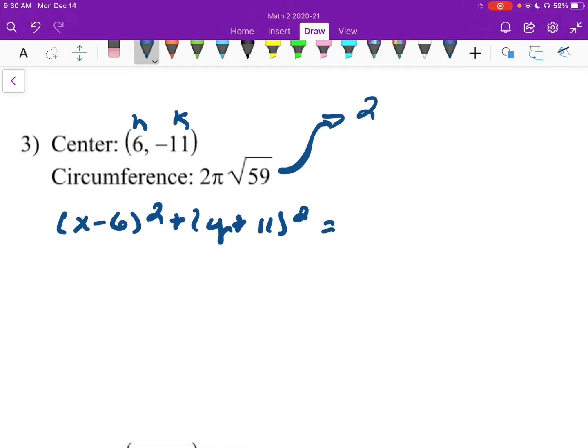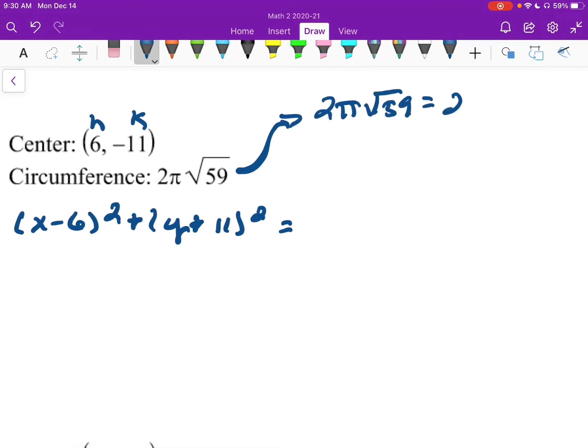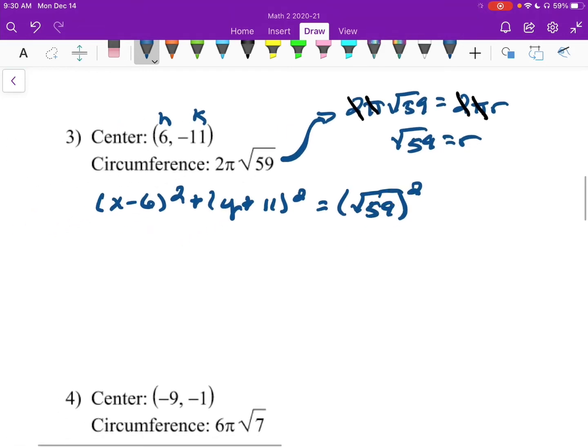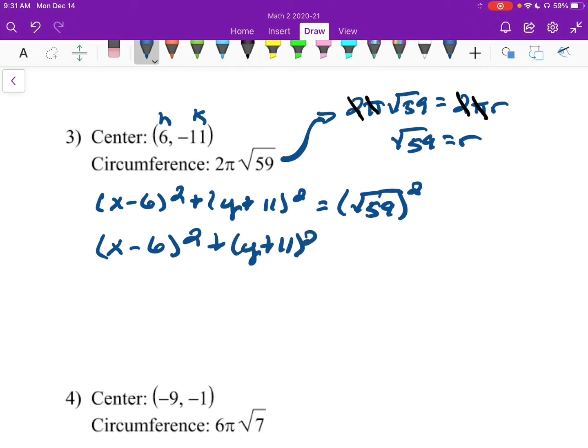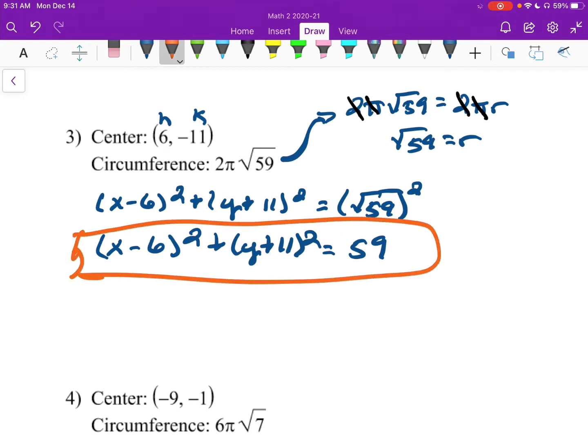So I say, well, 2 pi root 59 equals the circumference formula, 2 pi r. So really quickly here, I can cancel my 2 and my pi, and I see that, well, root 59 is my radius. So this should be root 59 squared. Sorry, I didn't realize that said circumference. So really quickly, we can say, well, the root and the square cancel each other out. So I'm going to say, well, x minus 6 squared plus y plus 11 squared equals 59. There we are.